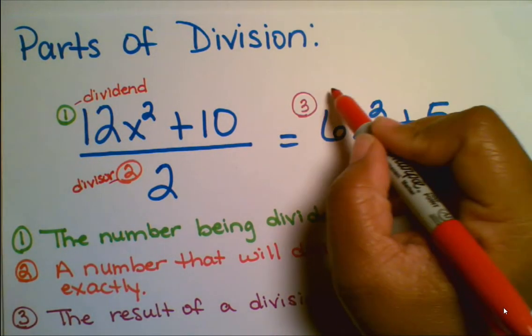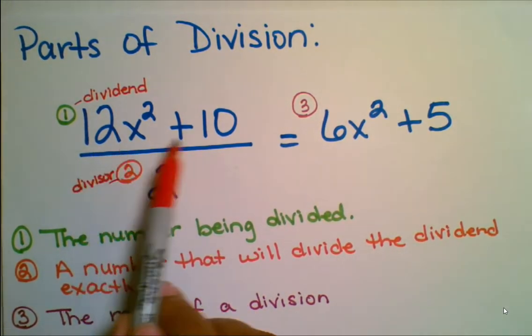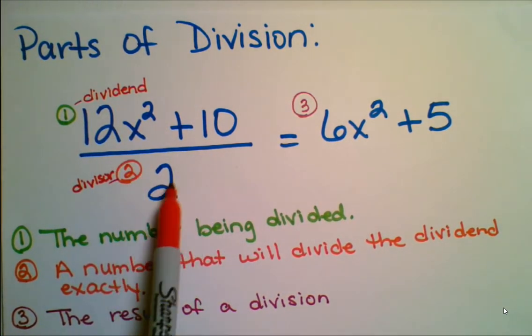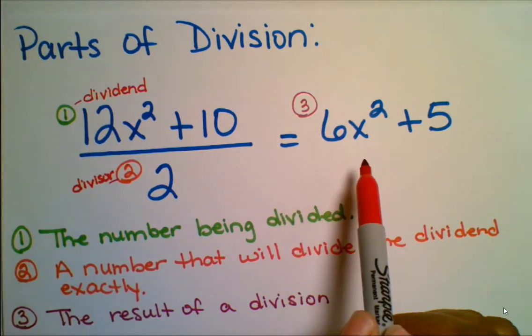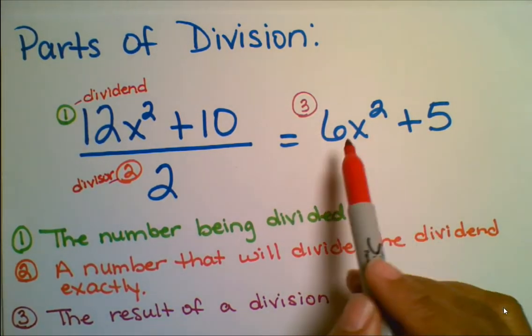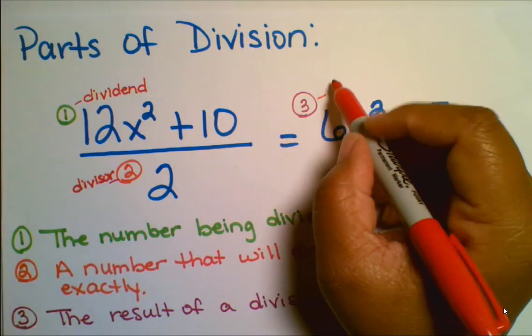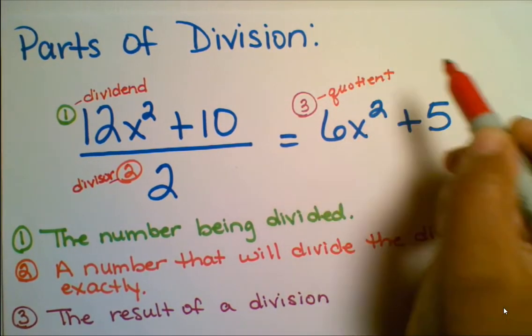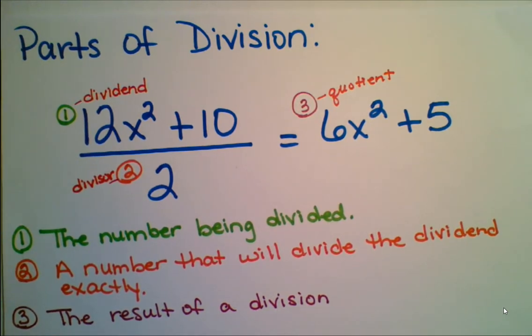And then number 3, we have here, for the parts of division, our question, 12x squared plus 10 over 2, which equals 6x squared plus 5. What it is equal to is called the quotient. And the quotient is the result of a division. So here we're going to be looking at dividing by a monomial.